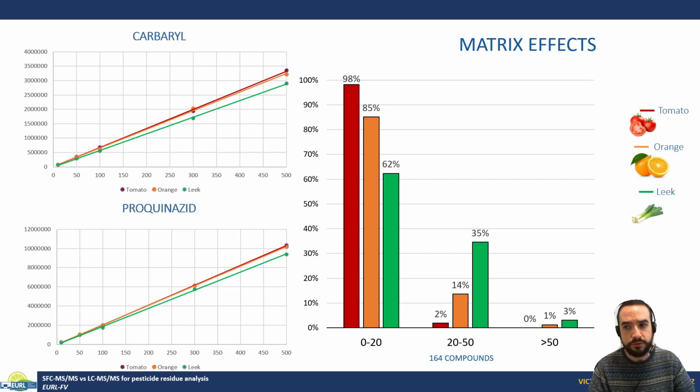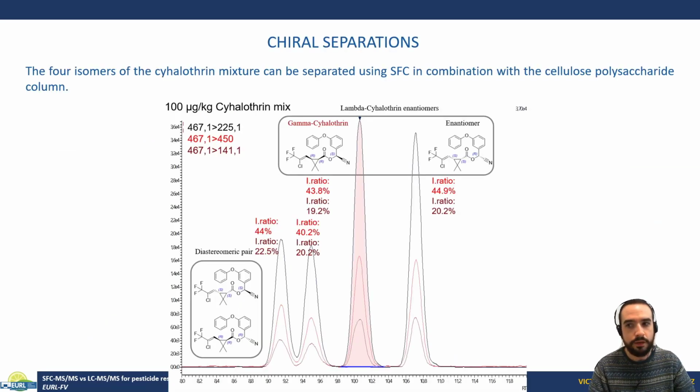Also, this better ionization and sometimes the different elution mechanisms of SFC lead to a reduction of the matrix effects. This is a very well-known advantage of SFC that could be useful in the analysis of complex matrices. Chiral separations is another very well-known feature of SFC. Maybe you have a particular challenge regarding isomer separations, and SFC could be useful for you.